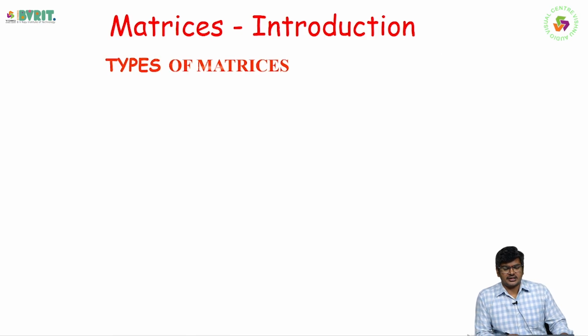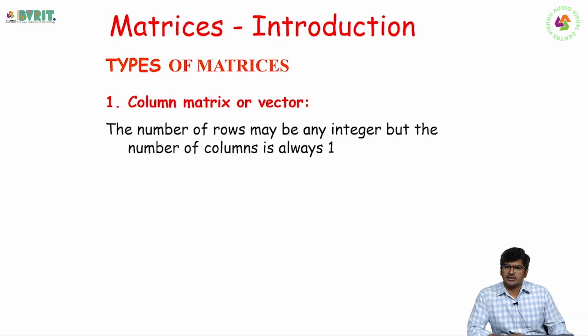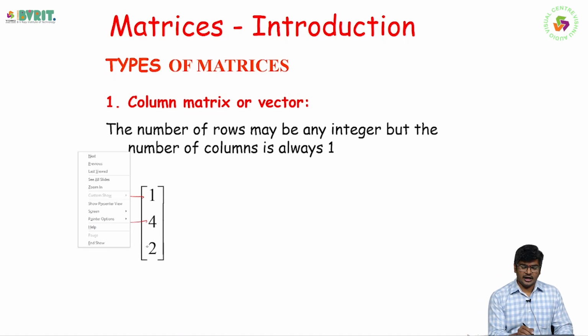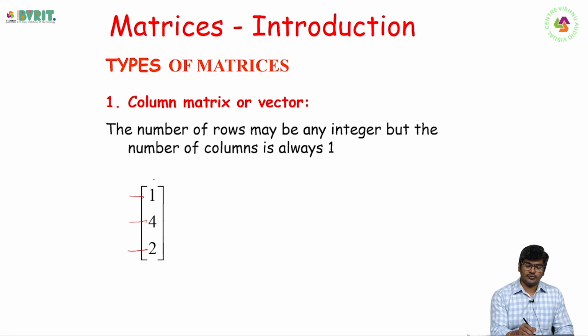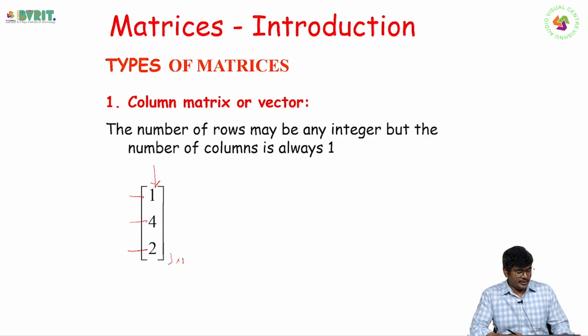Next, types of matrices. First, we discuss the column matrix, also known as a vector matrix. A column matrix has only one column. This type of matrix is called a column matrix. Example, you observe how many rows? 1, 2, 3, 3 rows. And how many columns? Only one column. What is the order of the matrix? This is a 3 by 1 matrix. Therefore, this is a column matrix.